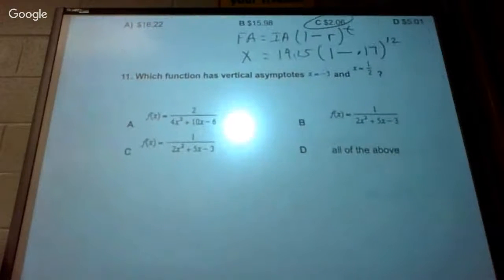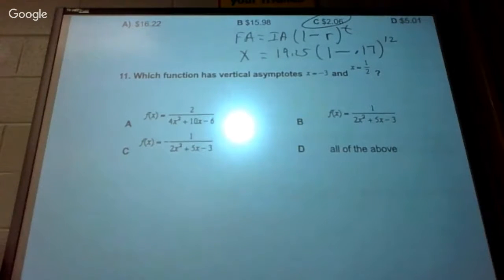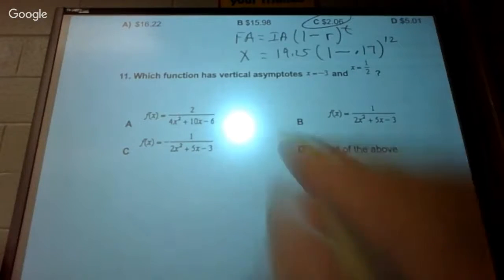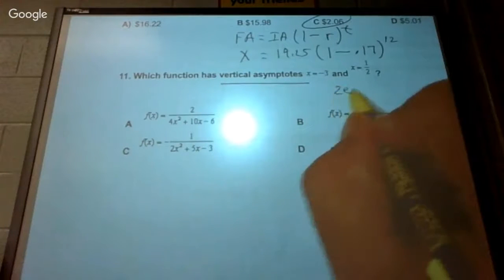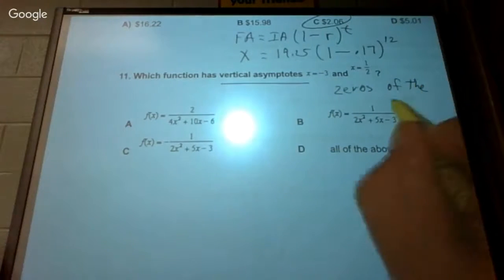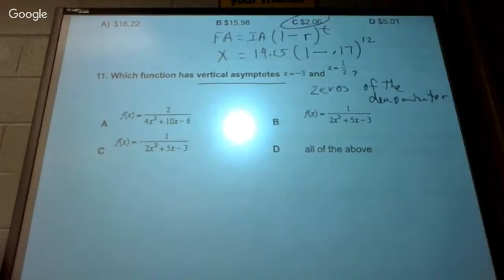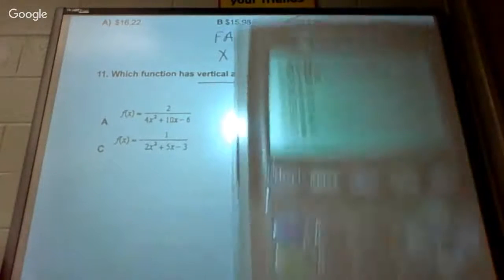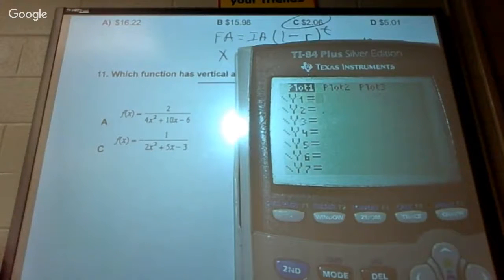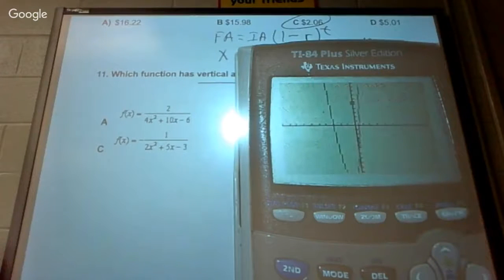All right, number 11. Which function has vertical asymptotes x equals -3 and x equals 1/2? Okay. In order to figure vertical asymptotes, we need to figure the zeros of the denominator. The easiest way to do this is to take the bottom denominator and type it into y equals like this, 4x squared plus 10x minus 6. I hope you're watching this. This is an easy problem. So you type this into the calculator, you graph it. Look where your zeros are at.